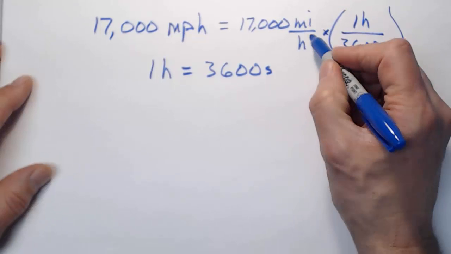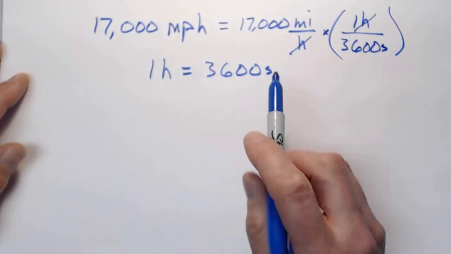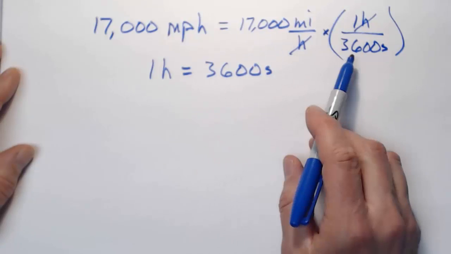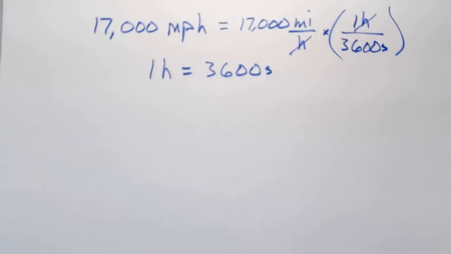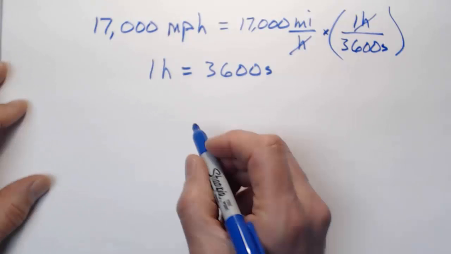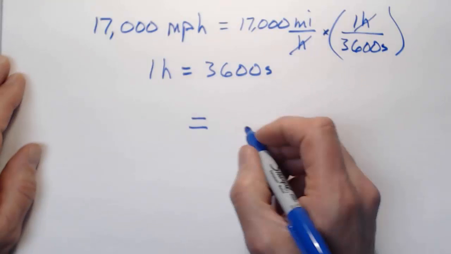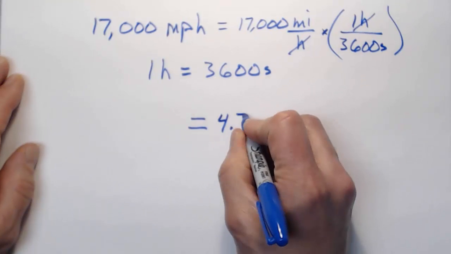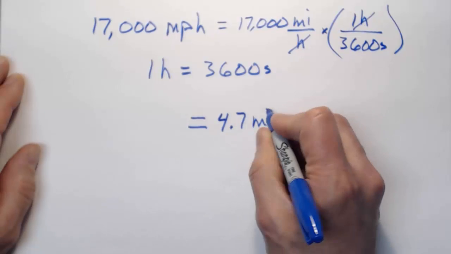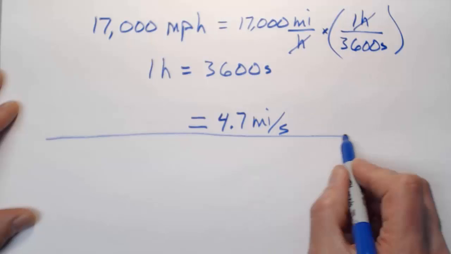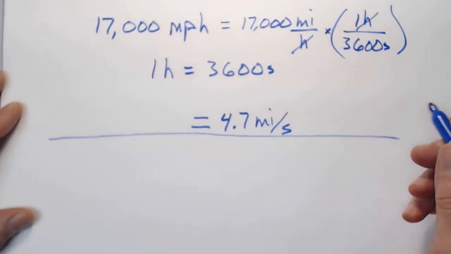You can see the hours will divide out. I'll be dividing 17,000 by 3,600. That's the mathematics that I do on my calculator. And what I'll end up with for a speed here is about 4.7 miles per second.